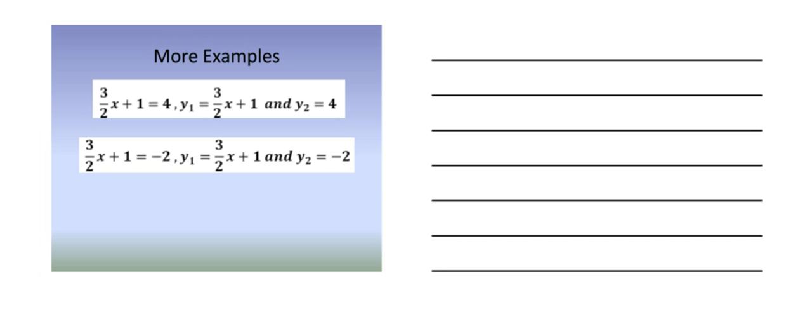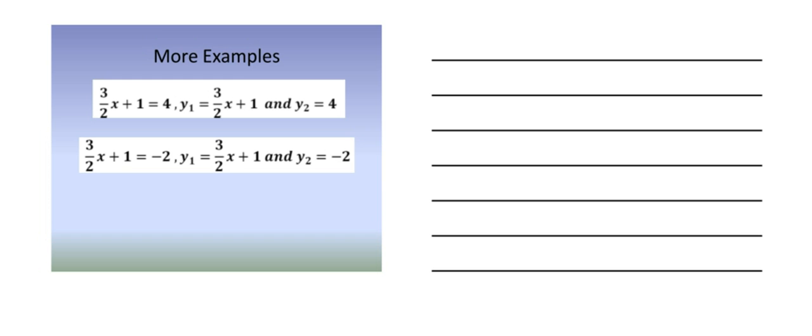Some more examples for solving. Okay, I didn't realize we can solve via graphing. So in this case, we have 3 halves x plus 1 equals 4, comma, y1 equals 3 halves x plus 1, and y2 equals 4.